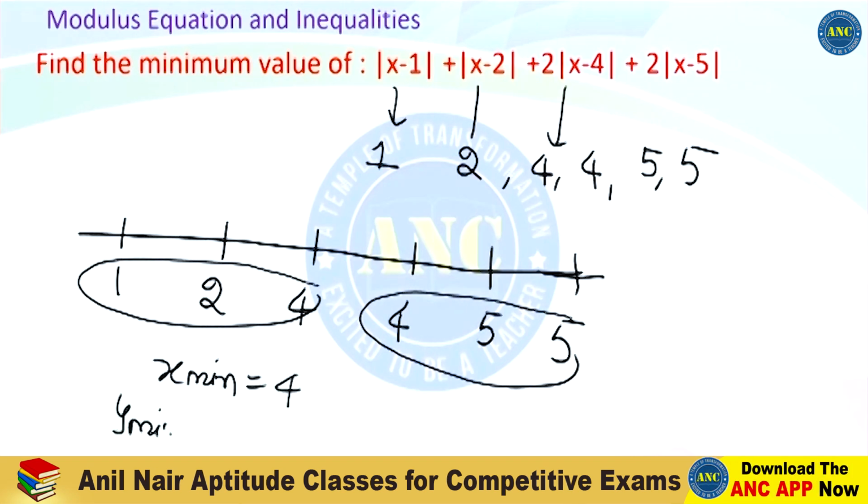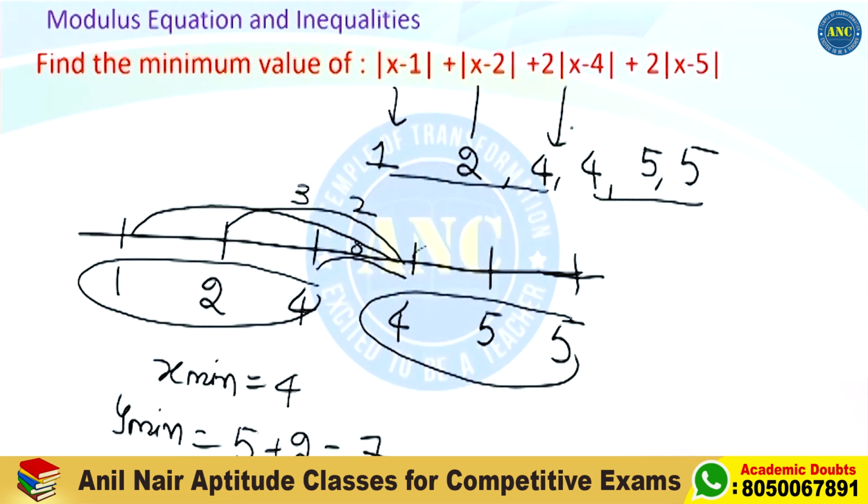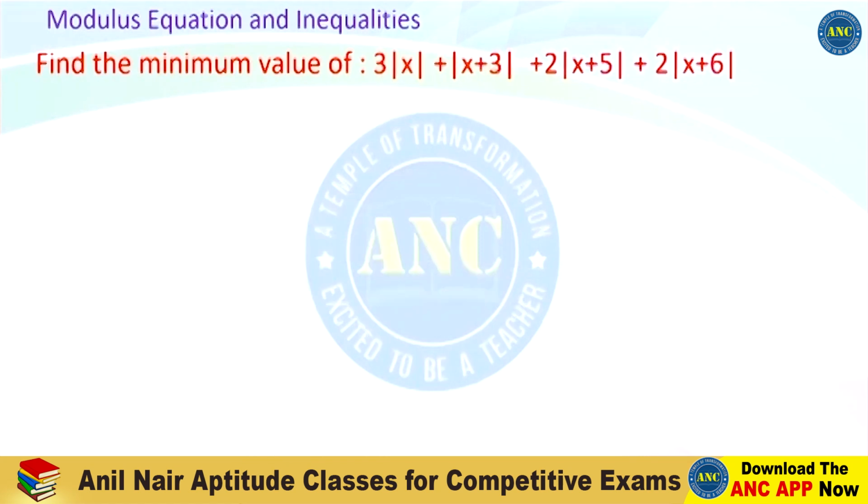If x minimum is 4, y minimum will be: here it is 3, here it is 2, here it is 0. 3 plus 2 is 5. Here it is 1, here it is 1. 5 plus 2 is 7. Directly you will get this answer. X minimum equivalent to 4. Why? Because 3 to the left, 3 to the right. Between them, what is the integer value? From 4 to 4, the answer is nothing but 4. Idea is clear. Next one.